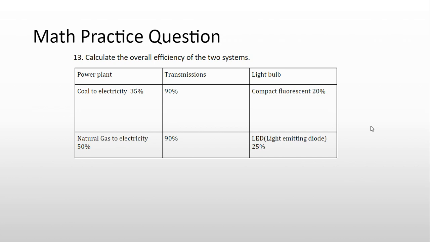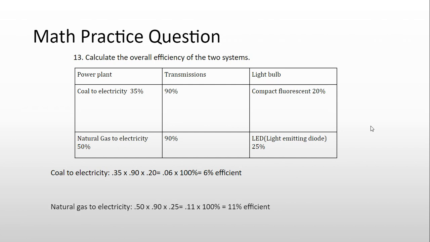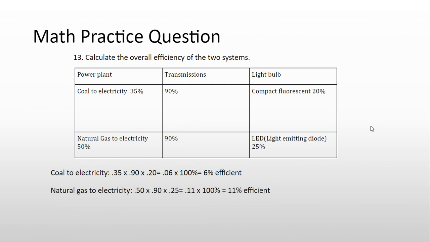And so here's another math practice question, calculating the overall efficiency of two different systems in a power plant, looking at coal versus natural gas to electricity. Our coal to electricity is really only about 6% efficient versus our natural gas to electricity, which is about 11% efficient.